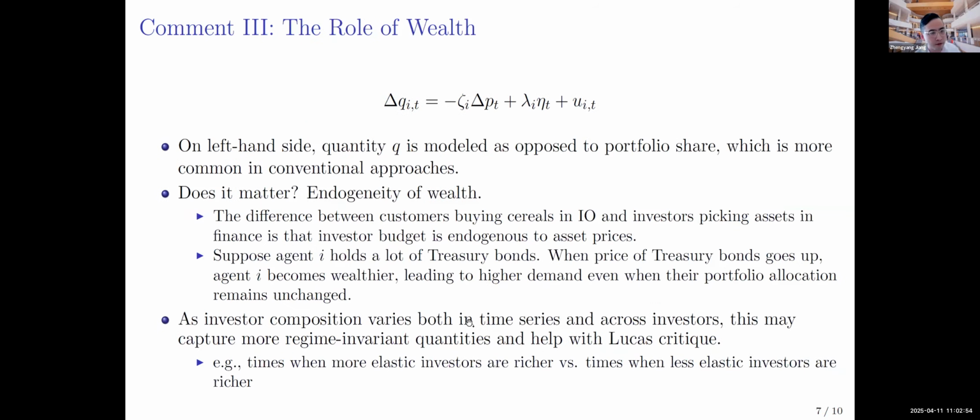I have two more quick comments. One is about the role of wealth. So for those of you who are really tied to the literature, you notice there's a small difference. In this paper, the authors directly model the quantity. So this is how much people hold of the treasuries. Whereas if you look at some of the other works, this is modeled using the portfolio share. And the idea is that in conventional approaches, like the mean variance approach, we do care about portfolio share. The question is if it matters. I think that warrants some brief discussion.